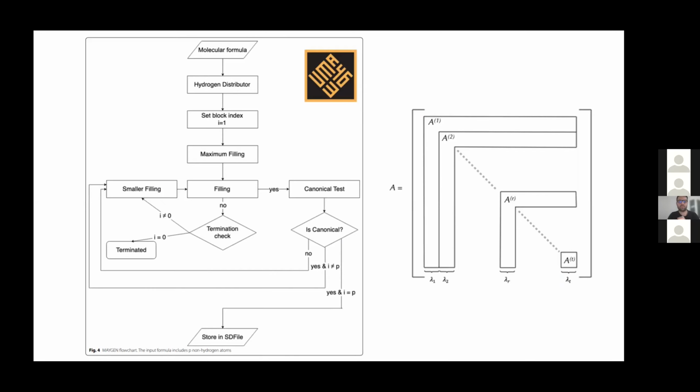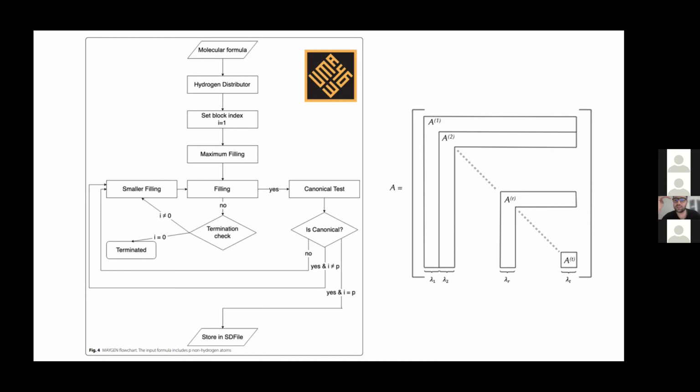And this is a more detailed workflow of the MAYGEN algorithm. So at the beginning, we have the molecular formula. We distribute the hydrogens. And then for each hydrogen distribution, we have the new degrees and the atom partitions. And that helps us, as shown on the right side, this block representation of the matrix after getting the atom partition. Then we start filling all blocks.